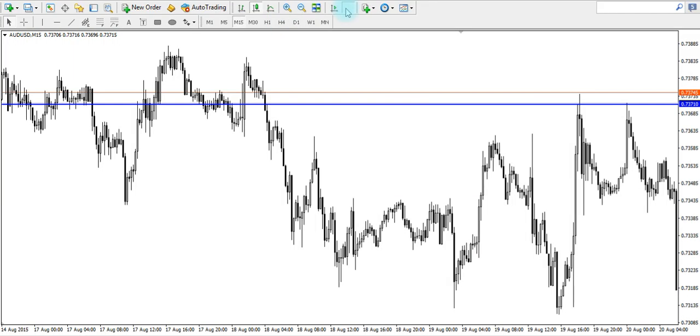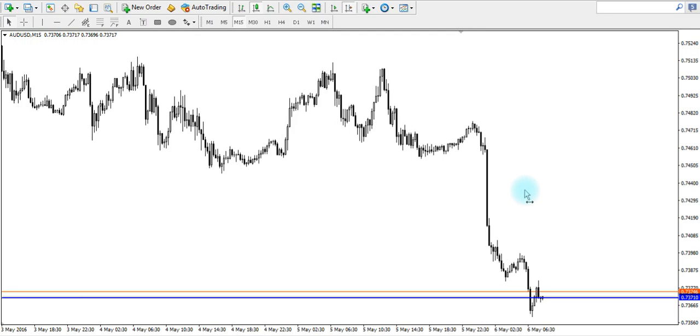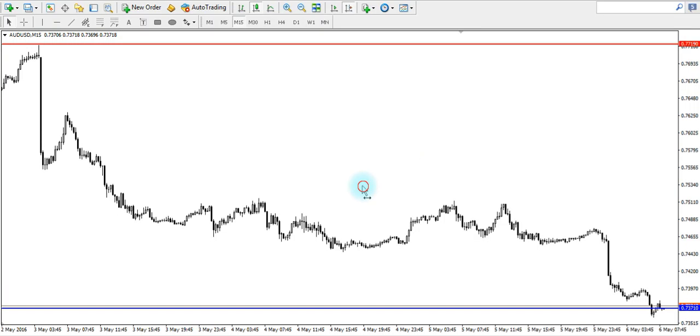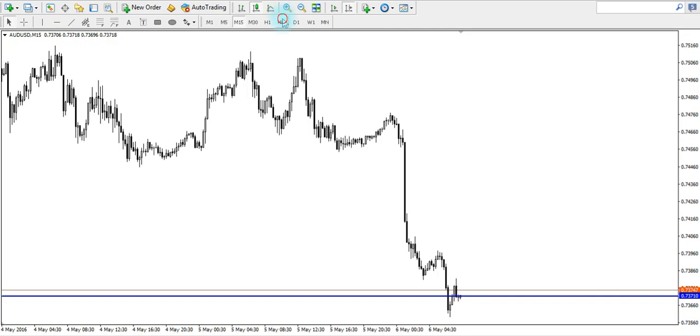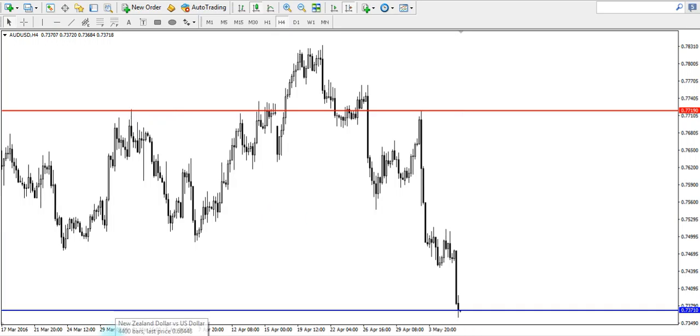Alright, so if you look at the 15-minute chart, there is some form of exhaustion, but it does still seem that the price can still fall further. However, I would suggest to stay away from this currency pair for now. Alright, so let's move on to the New Zealand dollar against the US dollar.